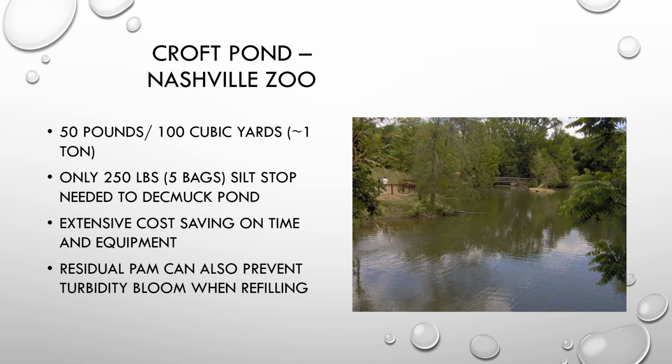So it's a relatively low amount. We're using about 50 pounds per 100 to 200 cubic yards. So to do this whole application, they used about 5 bags, or 250 pounds, of Silt Stop to demuck the pond. It was extensive cost savings on the amount of time it took them to complete that project. Another benefit is once they have cleaned out the pond and they're refilling it, there's some residual PAM in those sediments, and they can often prevent a turbidity bloom when they are refilling that pond.